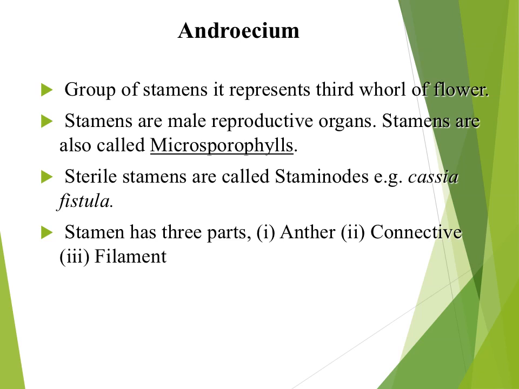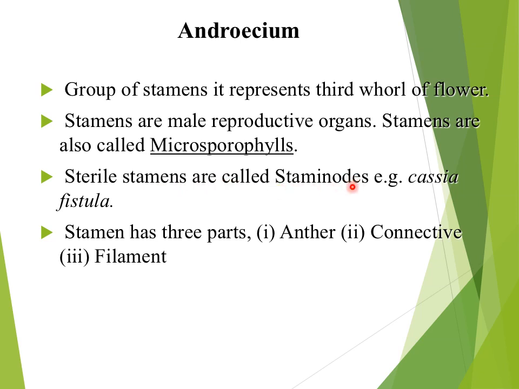Androecium, the male part. The group of stamens represents the third whorl of flower. The stamens are male reproductive organs, and the stamen is also known as microsporophyll. The sterile stamens are called staminodes. Functionless stamens are known as staminodes, and we can observe the staminodes in Cassia fistula.